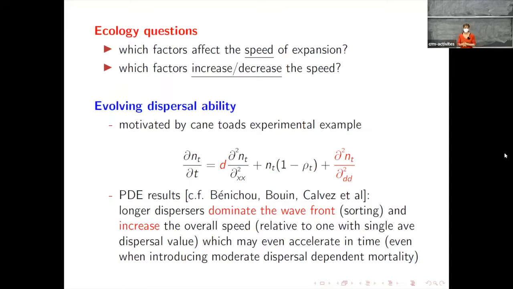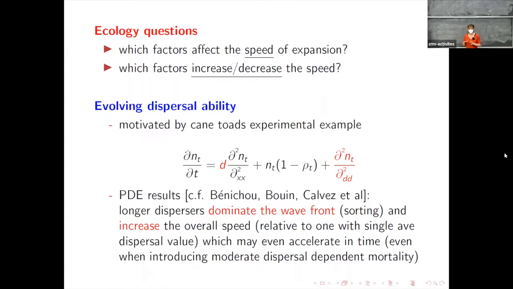So what are the questions that we were interested in looking at is which factors affect the speed of the expansion, right? So of these various ecological facts, do some factors increase or decrease speed? And again, there are so many components that you have to figure out in which way we're going to change the parameters to see how it affects the speed.